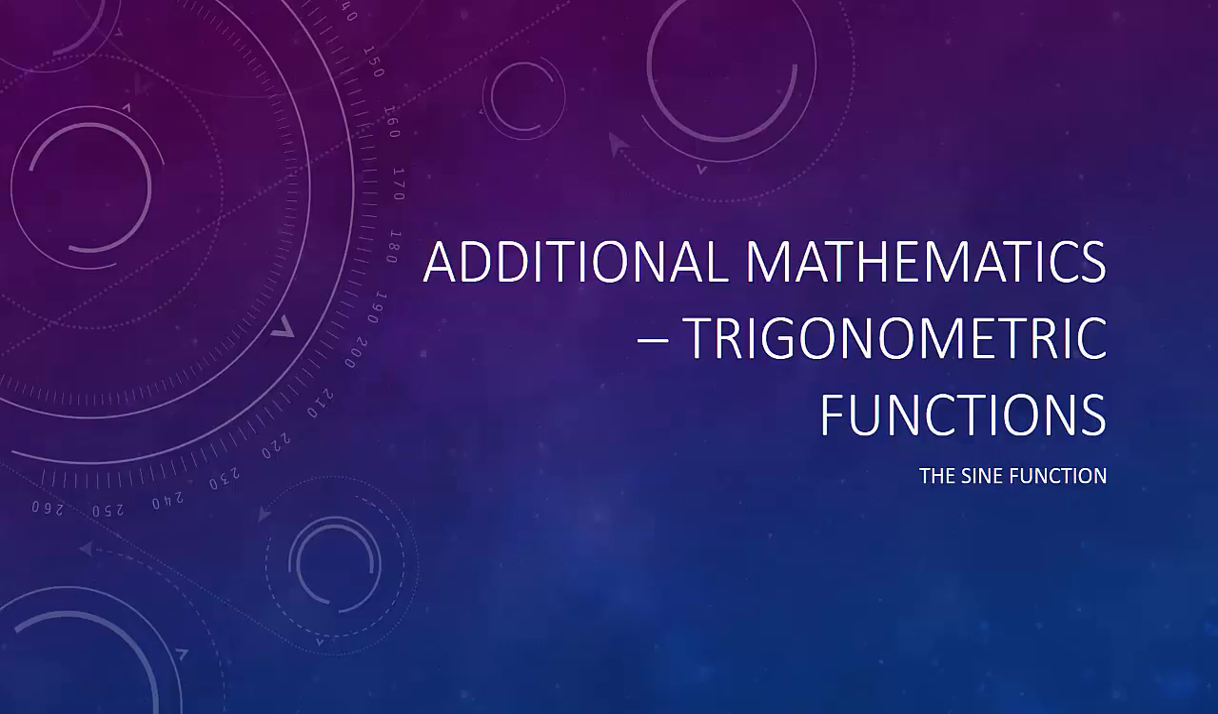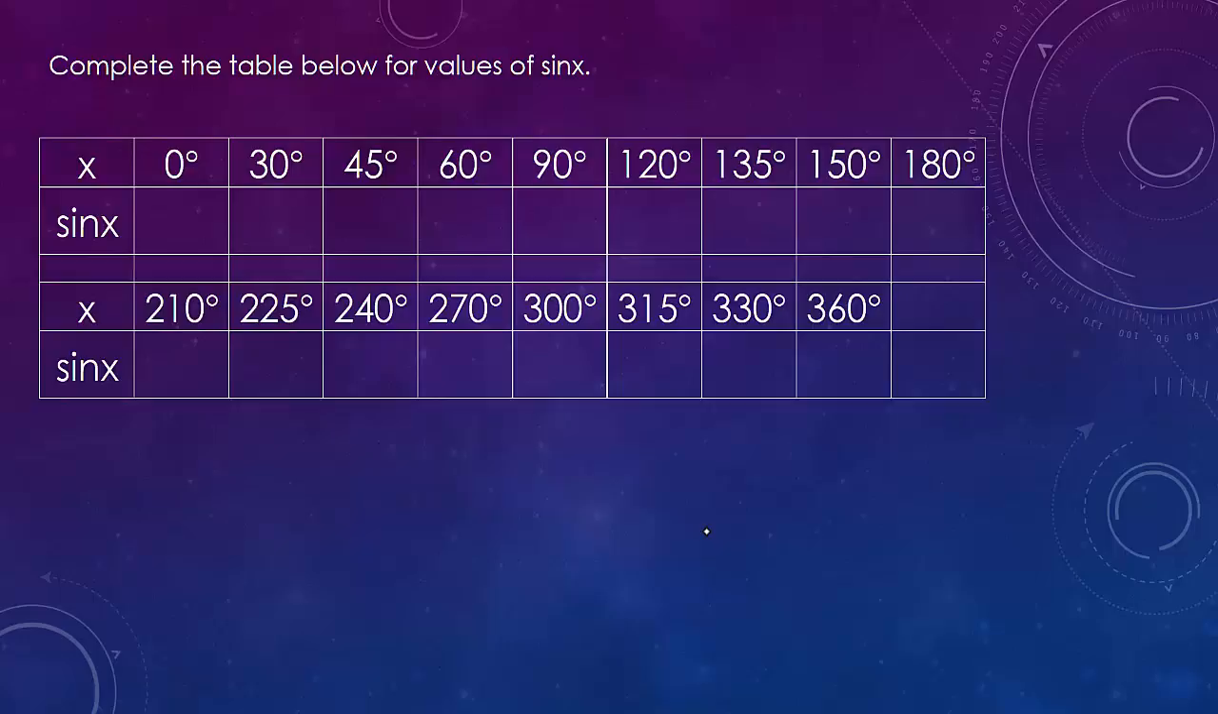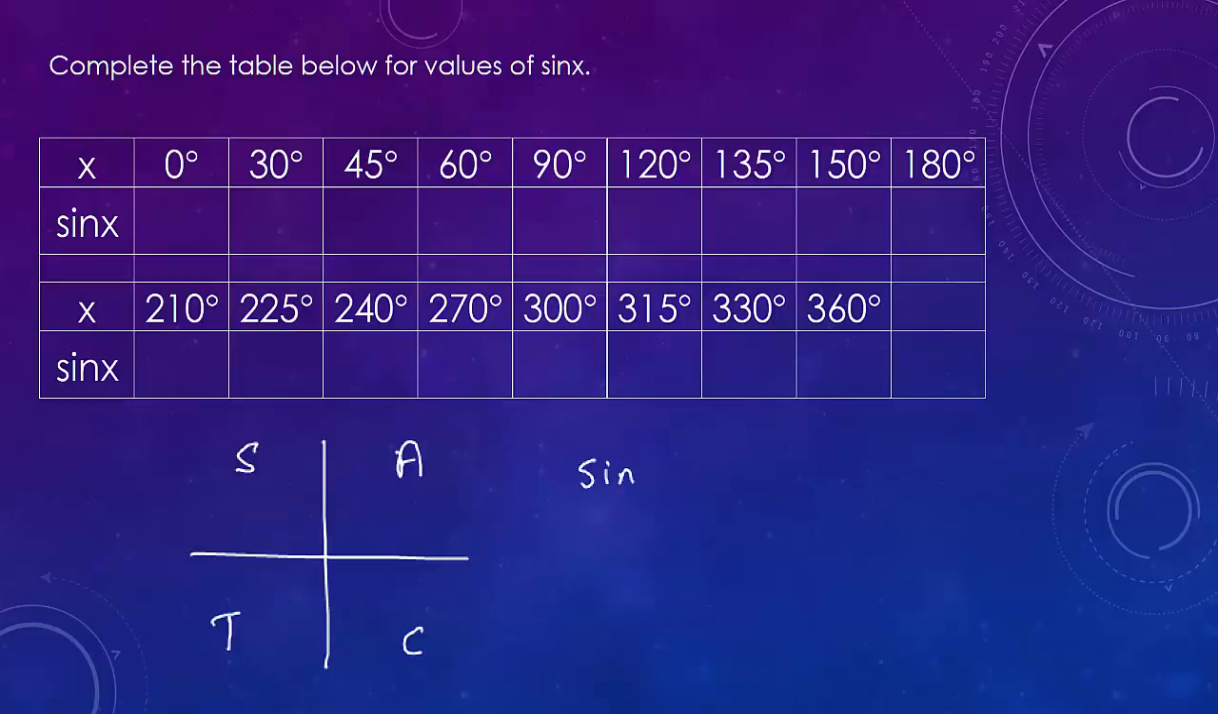The sine function. We're going to complete the table below for values of sine x. Now, remember here that we can use the CAST diagram, and we know some standard angles. So for example, we know sine of 30 degrees is a half. The sine of 45 degrees is 1 divided by root 2. And the sine of 60 degrees is root 3 over 2.